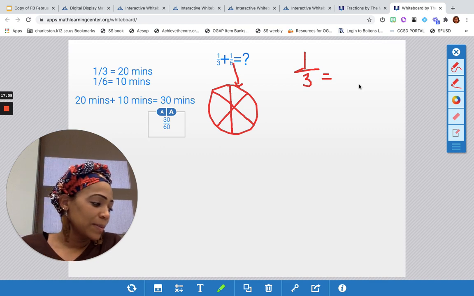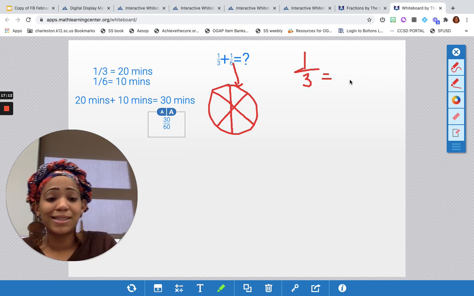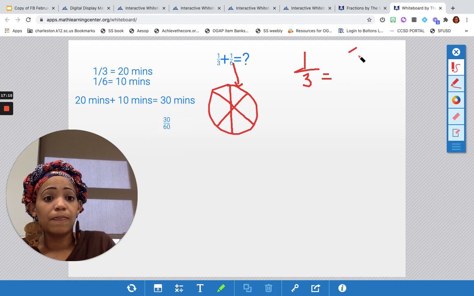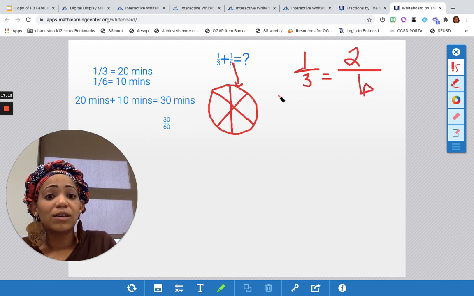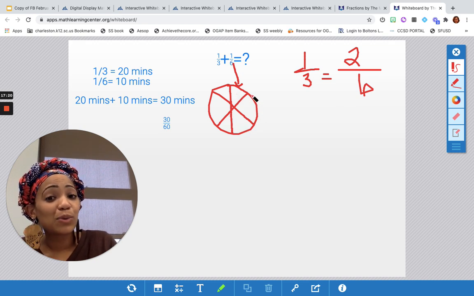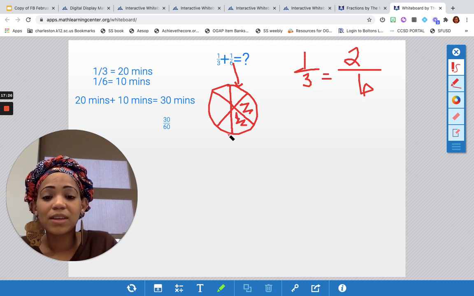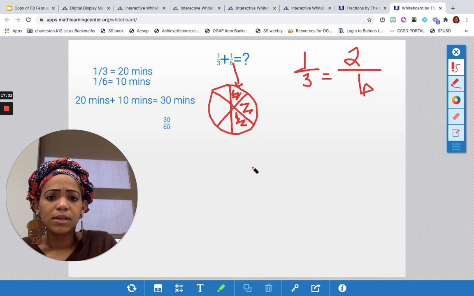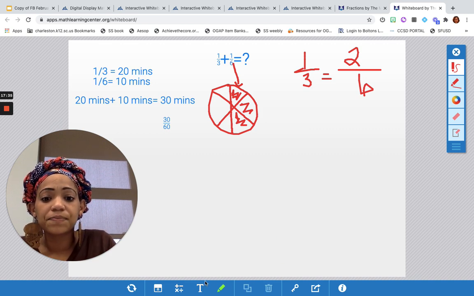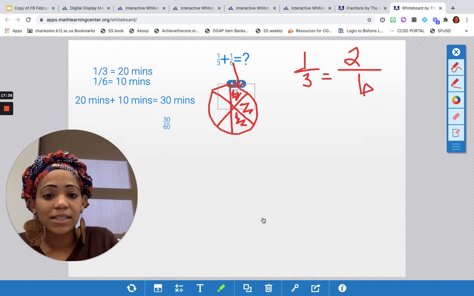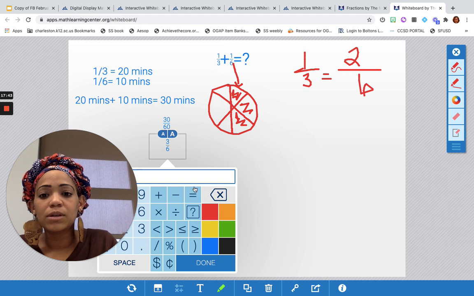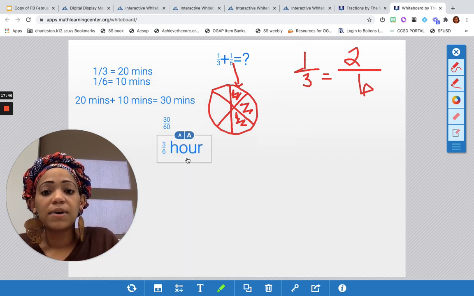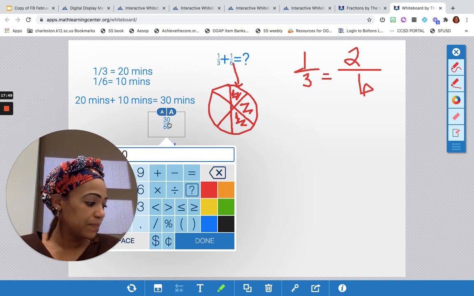When I'm thinking about equivalent fractions, I know 1/3 is the same thing as saying 2/6. How do I know that? Well, if 1/6 is 10 minutes, 1/3 is 20 minutes, then I'm just adding another 2/6 to that. You see that? So essentially, how much of a whole clock do I end up with? How many sixths? Yeah, 3/6. And 3/6, we all know, or hopefully we know, is equivalent to 1/2. So we have 1/2 of an hour.